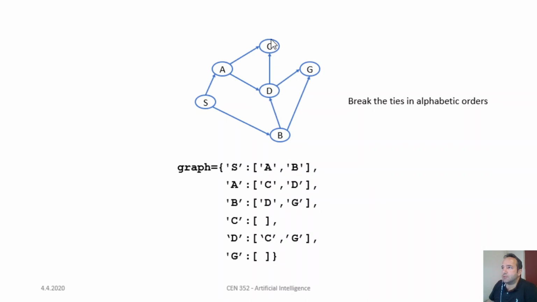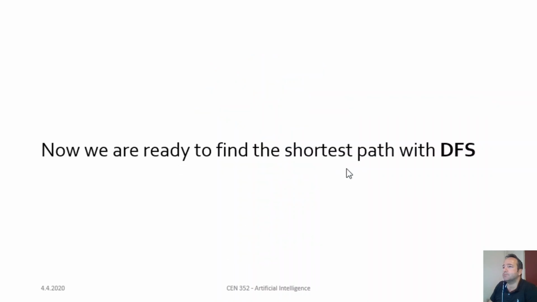C, as you see, doesn't have any child, so we didn't put anything here, and G doesn't have any child, so we didn't put anything here either. And by the way, we break the ties in alphabetical order. That's why we put A first, B second. But in depth first search, we are supposed to put B first, A second. We will come to that one later on.